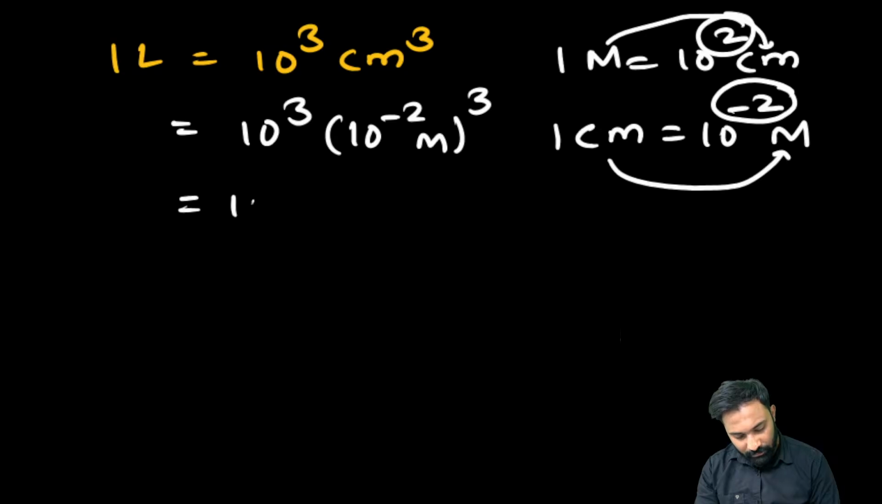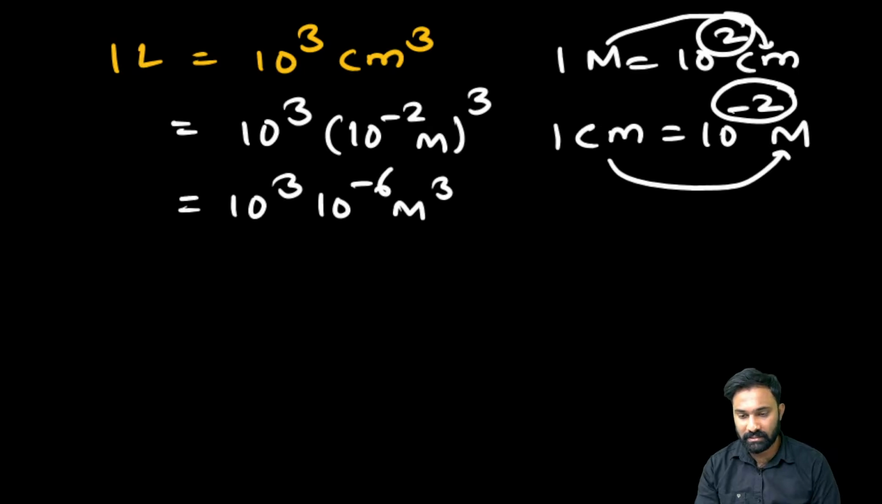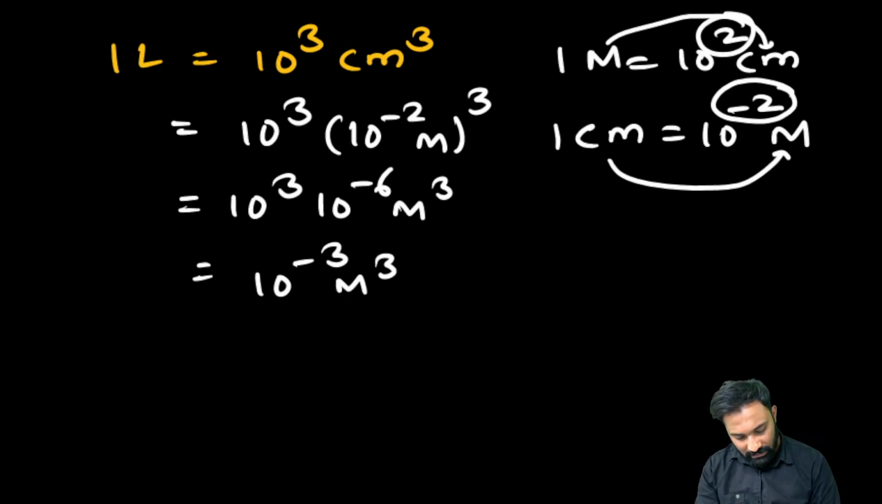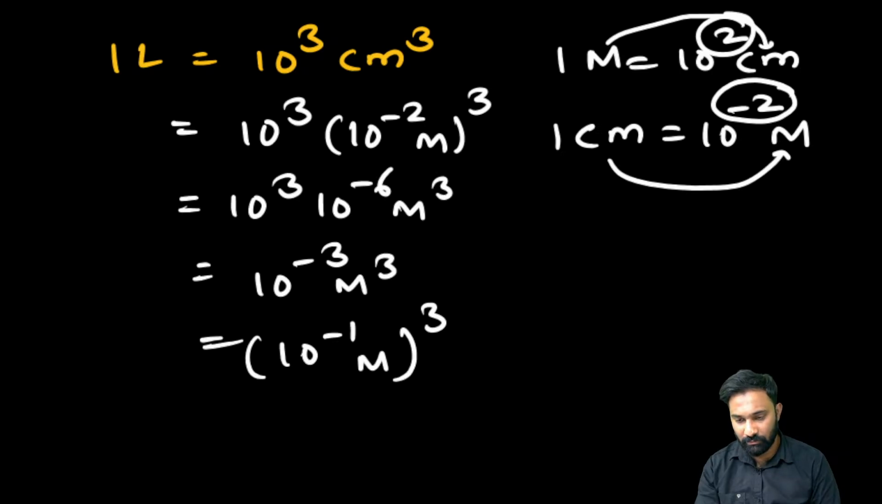Then this one will become 10 to the power 3 and 10 to the power minus 6 meter cube. 10 to the power minus 3 and 10 to the power minus 2. Now this will become 10 to the power minus 3 meter cube. Clear? Here the common term is 10 to the power minus 1 meter whole cube.